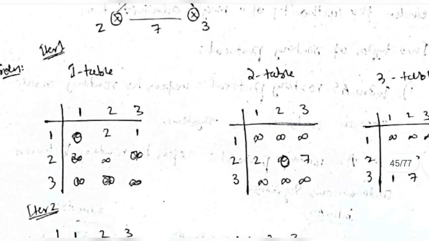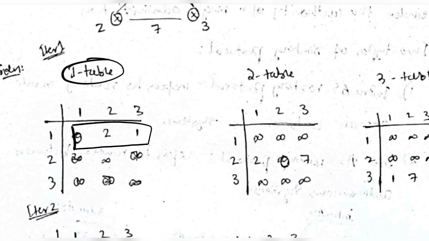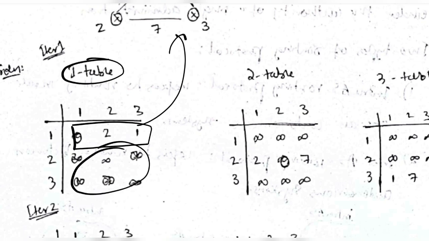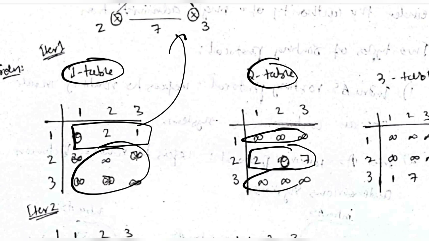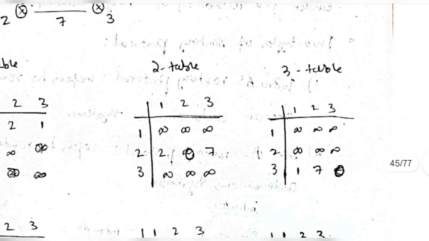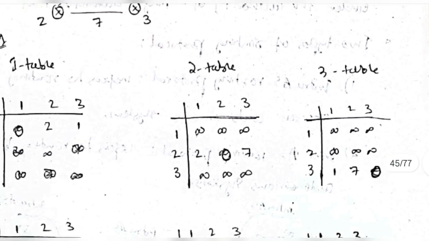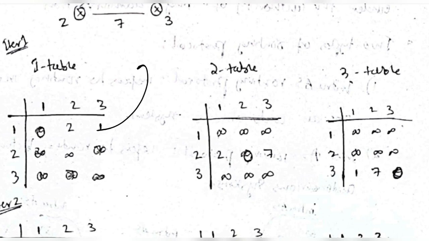Okay, now in the first table you only fill the first row. See the diagram and fill, rest all should be infinity. And in the second table only the second row will be filled, rest all will be infinity. Third also only the third row, rest all will be infinity. Now how to fill these values?